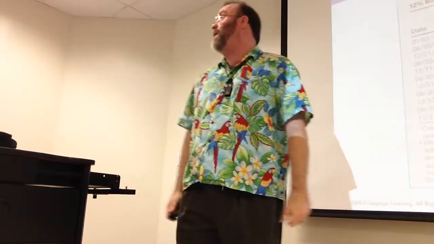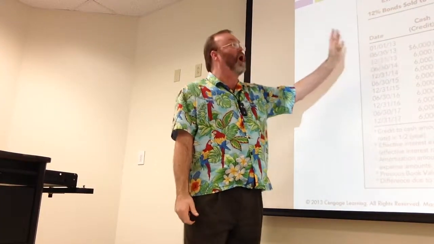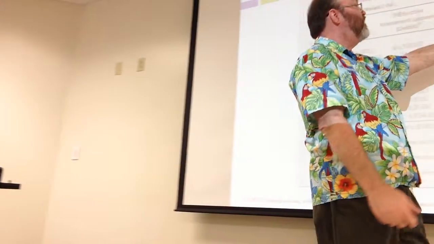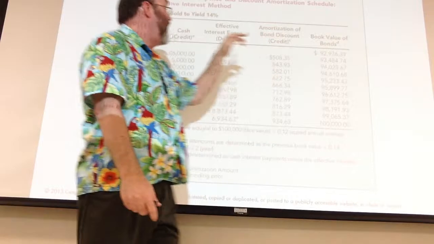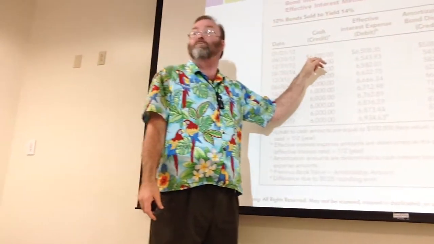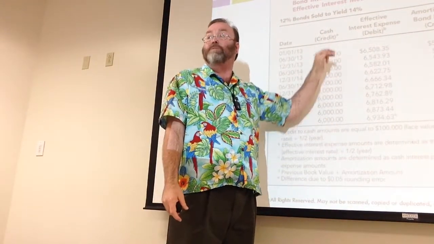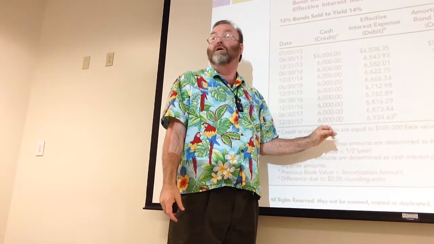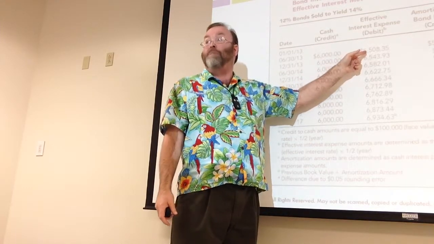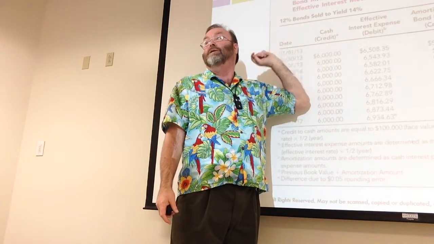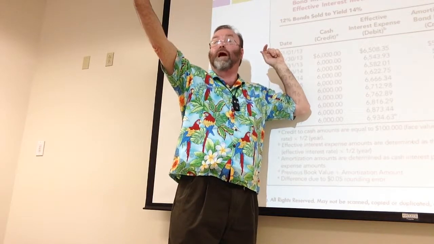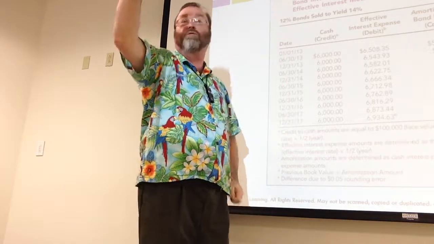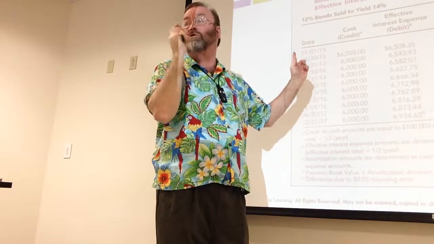And the way you do that is the effective interest rate method. So on the discount, where we've got a book value of $92,976.39, we're paying cash every 6 months of $6,000 for 10 payments over the next 5 years. What is the interest expense? It's more because the market wanted how much? They wanted 14%. We're only giving them 12.